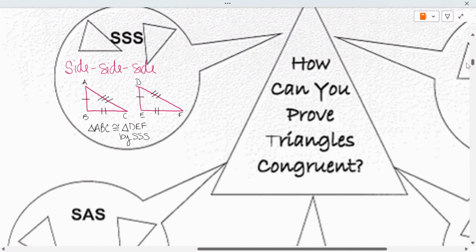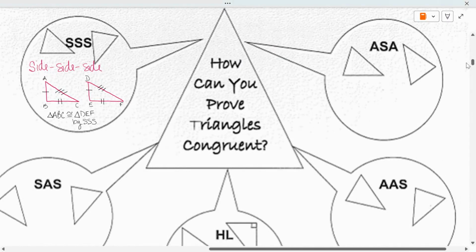Okay, I'm recording it and we'll scan it and post the filled out ones. So let's look at the next one.